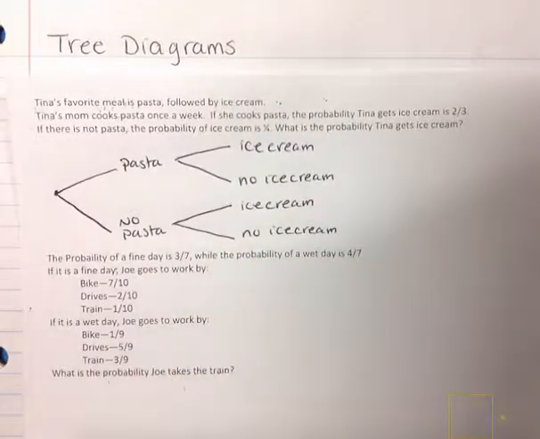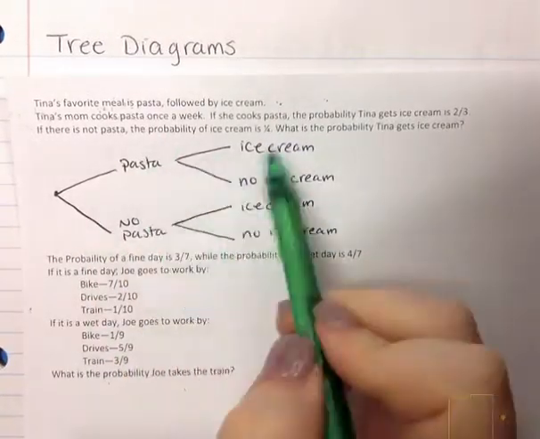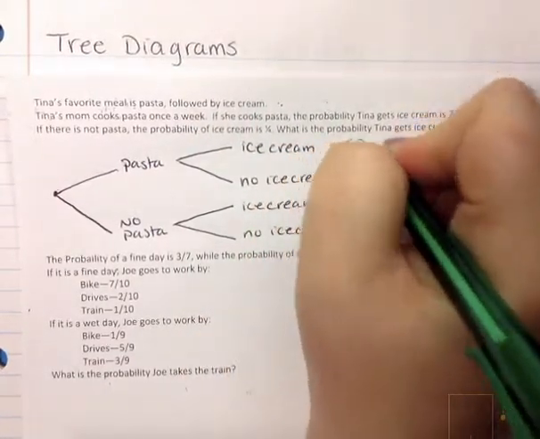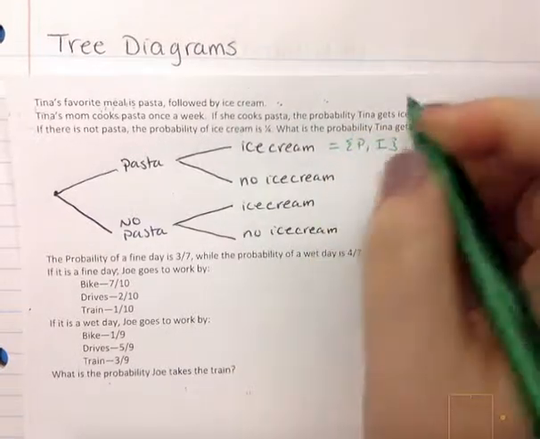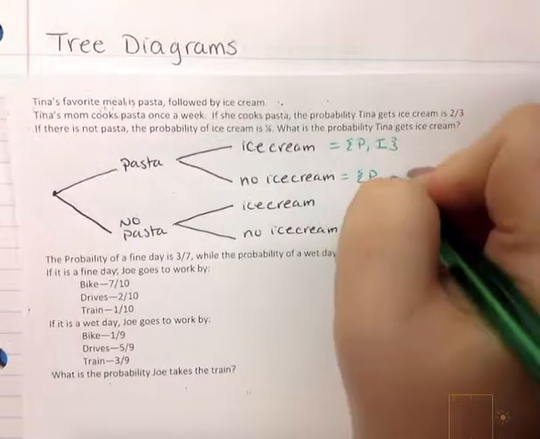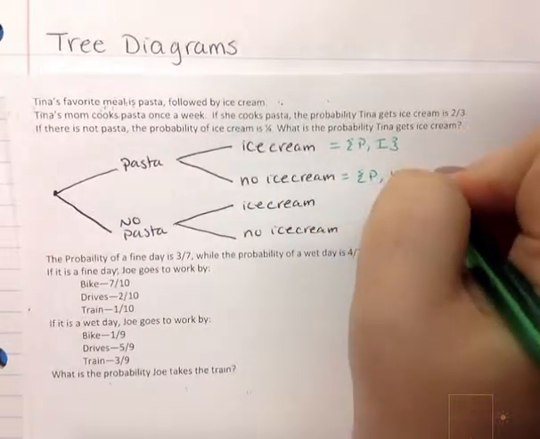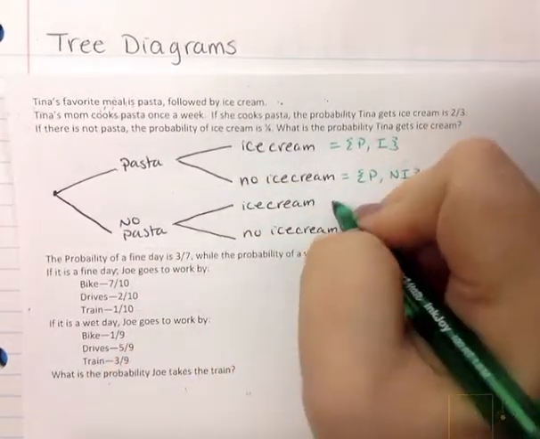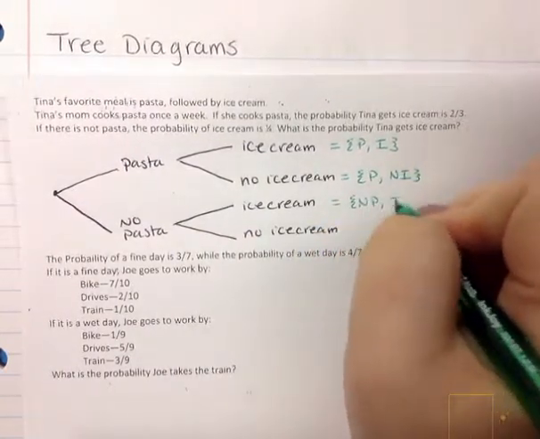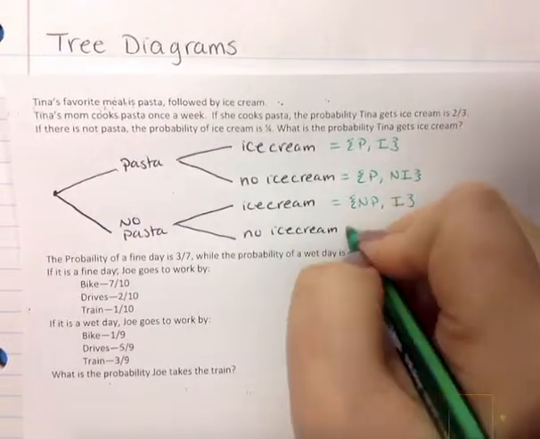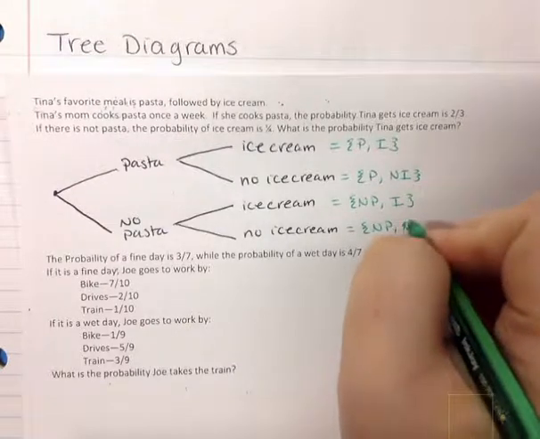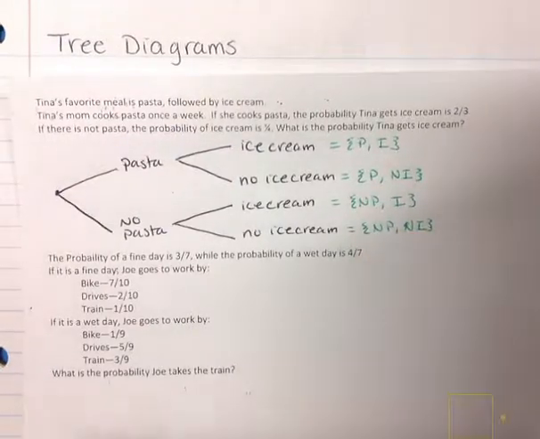So figuring out our sets, we would say pasta and ice cream. I will go with P and then I. For pasta and no ice cream, I'll do P and then NI for no ice cream. For no pasta then ice cream, I'll use NP and then I. And for no pasta and no ice cream, I'll use NP and then NI, just to represent those values.